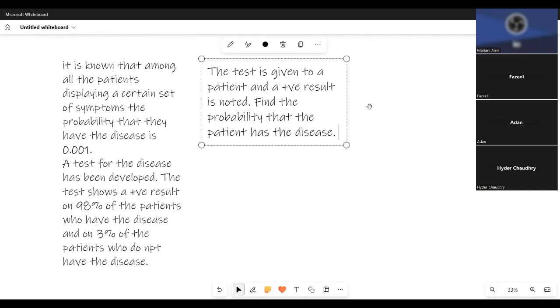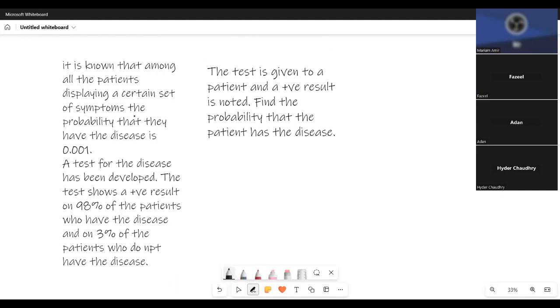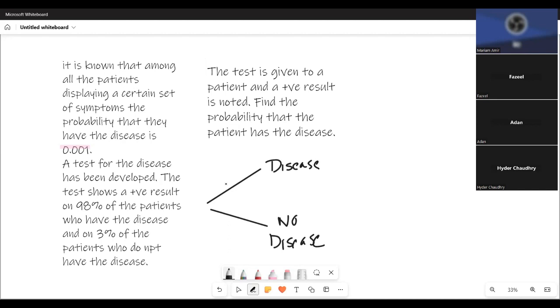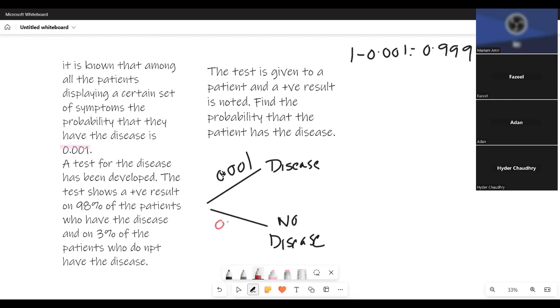सबसे पहले तो हम इसको simplify करेंगे और हम इसकी ट्री डायग्राम बनाएंगे. तो पहली बात क्या दी है कि probability डिजीज होने की ये है 0.0001. सो हम करते हैं डिजीज और नो डिजीज कर लें. सो डिजीज होने की प्रोबेबिलिटी है 0.0001. तो फिर डिजीज ना होने की प्रोबेबिलिटी होगी 1 - 0.0001 विच इज 0.999. सो ये हमने खुद से लिख लिया. ओके, 0.999. ओके.